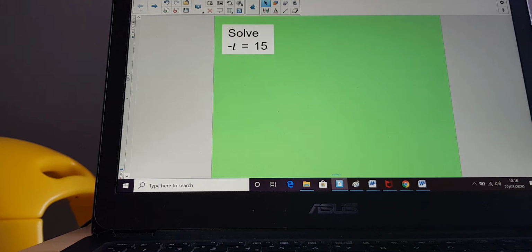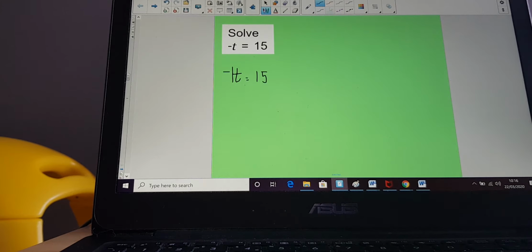Okay, so looking at this first equation, solve negative t equals 15. Okay, so this is a bit weird because it says negative t. If I think about it, what's in front, what's the coefficient of this t? It would be negative 1. So this is equivalent to negative 1t, excuse my handwriting, trying to draw it with a mouse, equals 15.